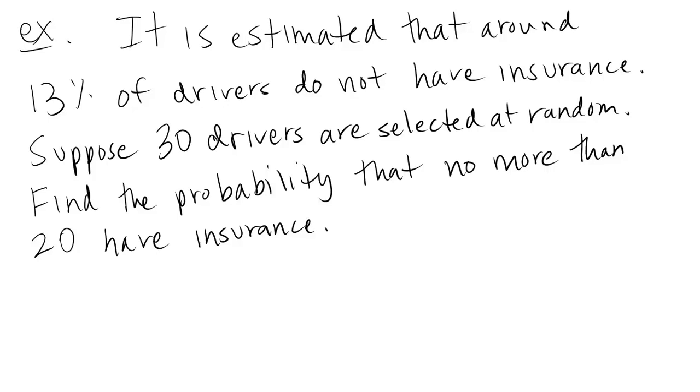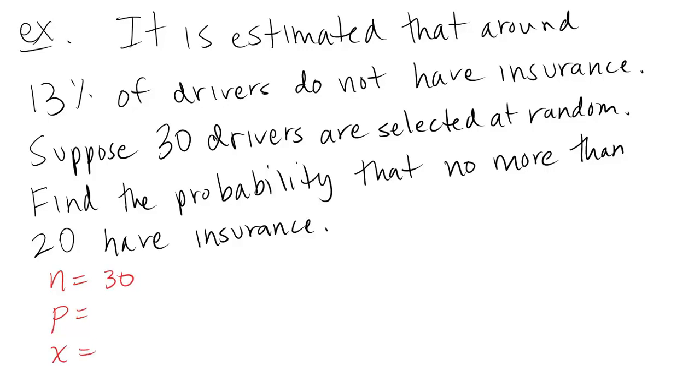First things first, let's verify that this is binomial. We're selecting 30 drivers, that's our fixed number of trials. And in each case, there are two possibilities. Either that driver has insurance or they don't have insurance. So this is binomial. We'll make our list of values n, p, and x. N is 30. We've already determined that.